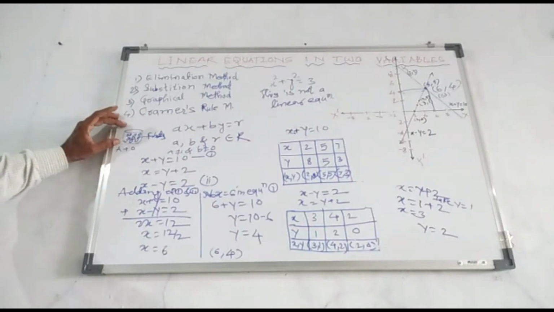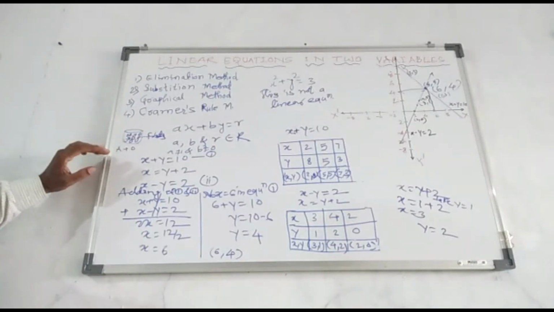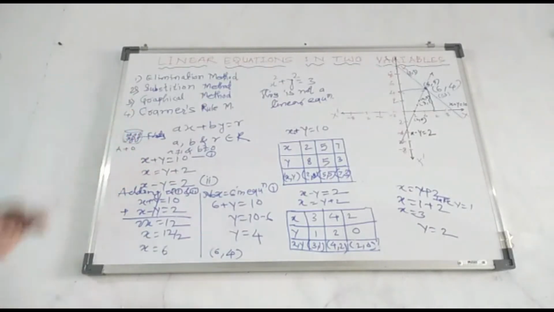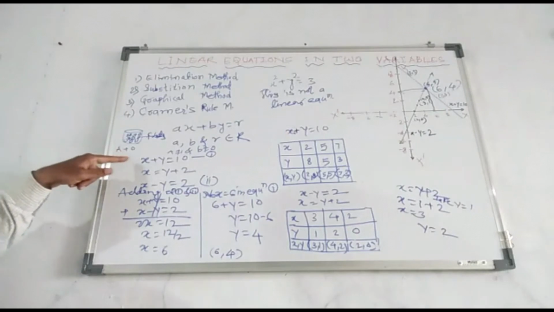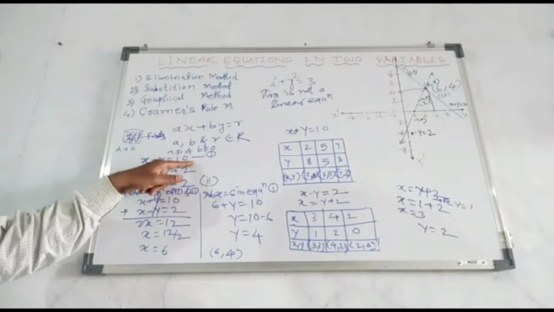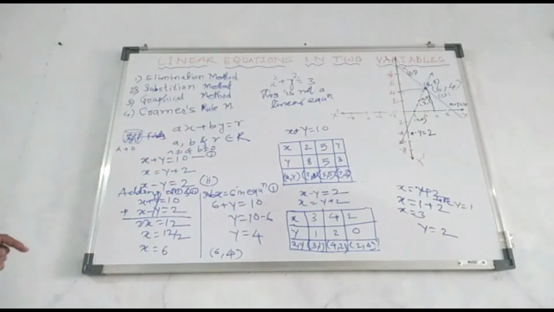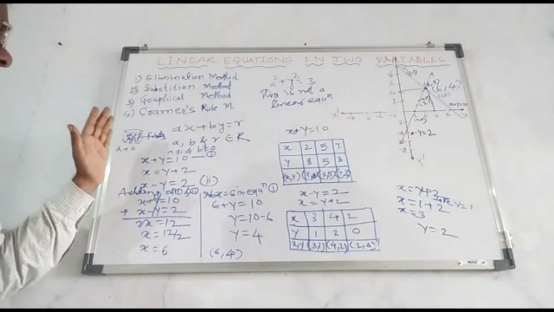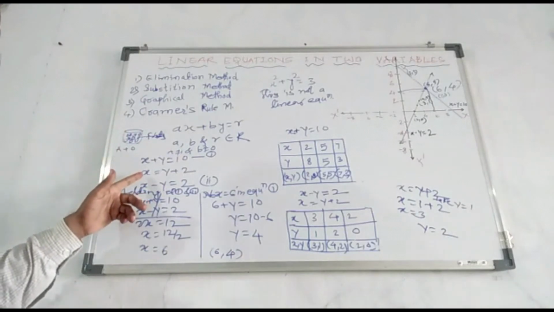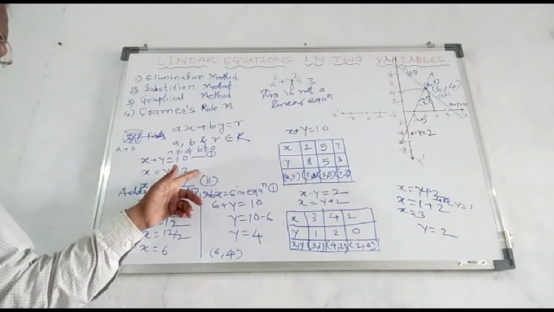So in this box containing 10 fruits, the fruits are apples and oranges. Total oranges and apples are 10 fruits. We don't know how many apples and how many oranges. So first equation: apple is x and orange is y, so x plus y equal to 10. The second condition is that apples are 2 more than oranges. So the equation will become x equal to y plus 2.